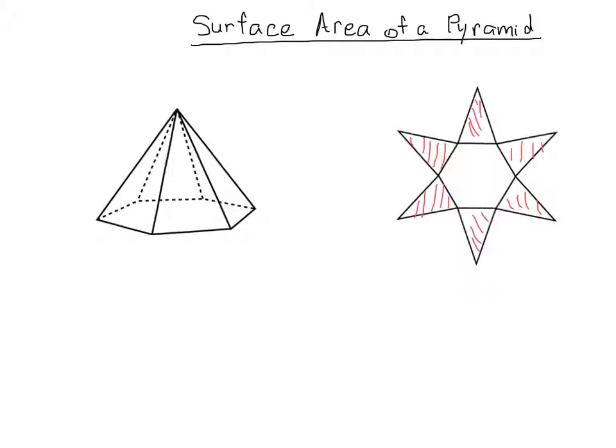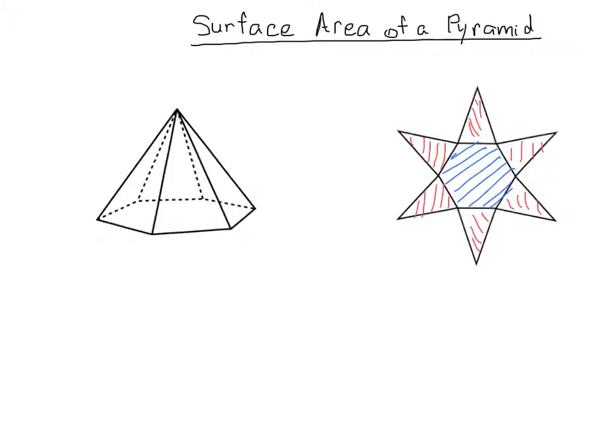If I ask for the surface area, then I'm asking for the lateral area plus the area of the base as well. Now that you know what lateral area and surface area are, let's go ahead and talk about how to figure it out.